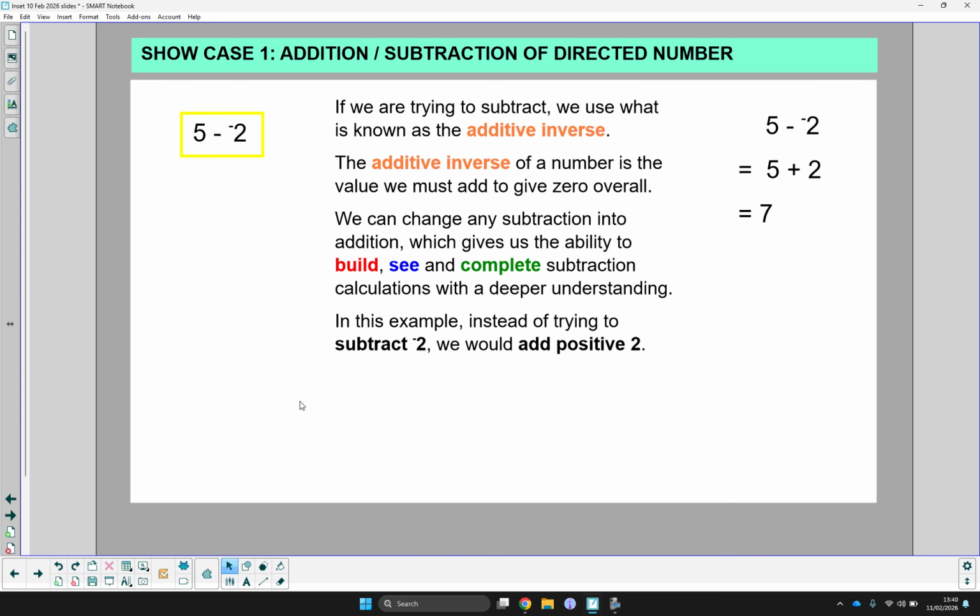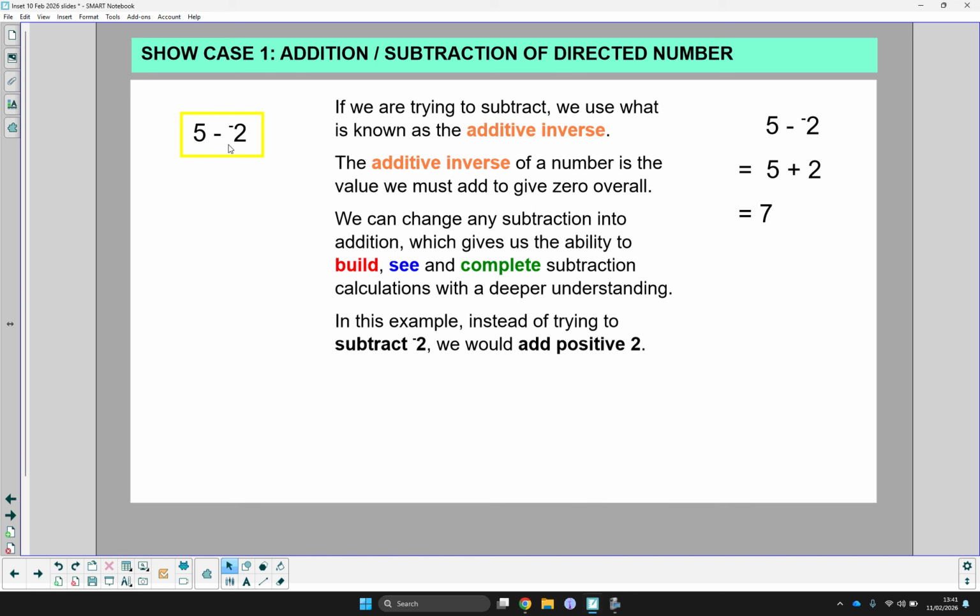We would move on to some subtraction. The subtraction sort of ties in with the addition, with the directed number work, and the counters work best when we just focus on adding. So rather than thinking about how can I minus something, we think about it in terms of the additive inverse here.